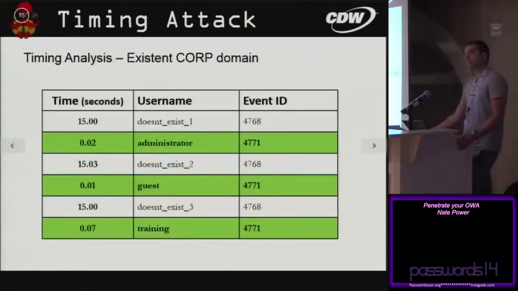Here is a timing analysis when you actually know the domain, using the same username list in the middle column. In this case, for accounts that didn't exist, the response times were coming back in 15 seconds. And you can see administrator, guests, and training were all valid accounts in the system, and those response times came back underneath a second.